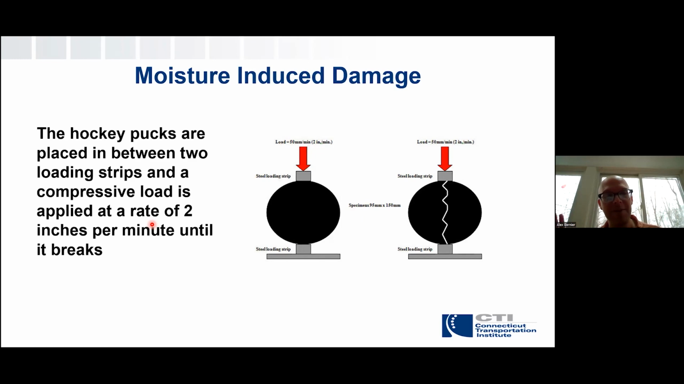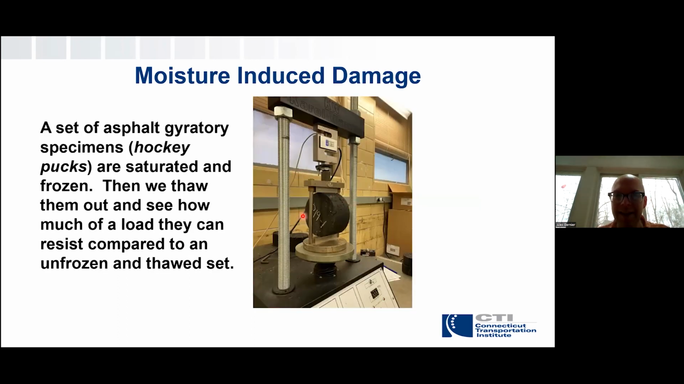If there's too much difference, that's a sign that stripping is going to occur. So this loading configuration, where we actually set it on its side, and you can see in this picture here too, this is a good table trivia for you tonight.